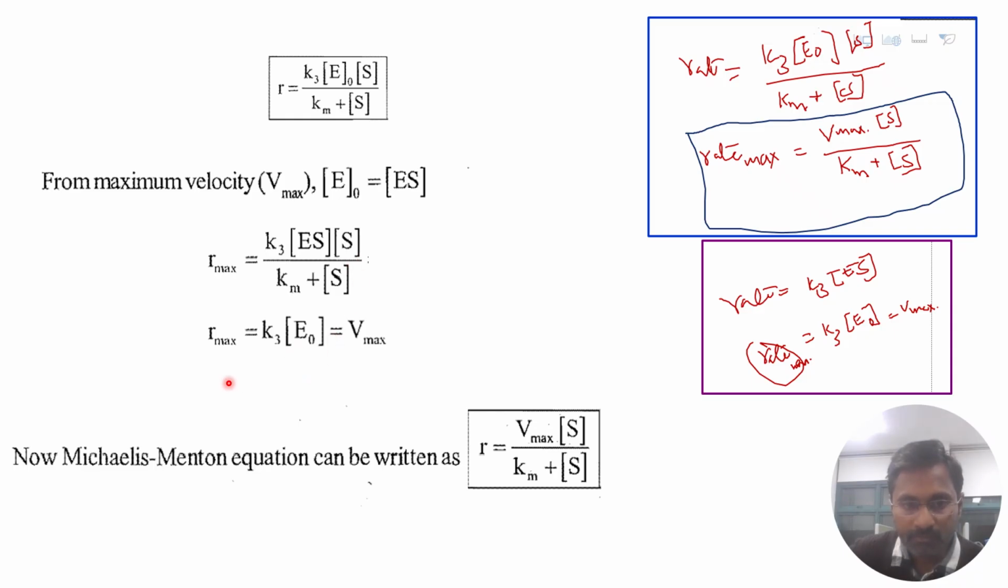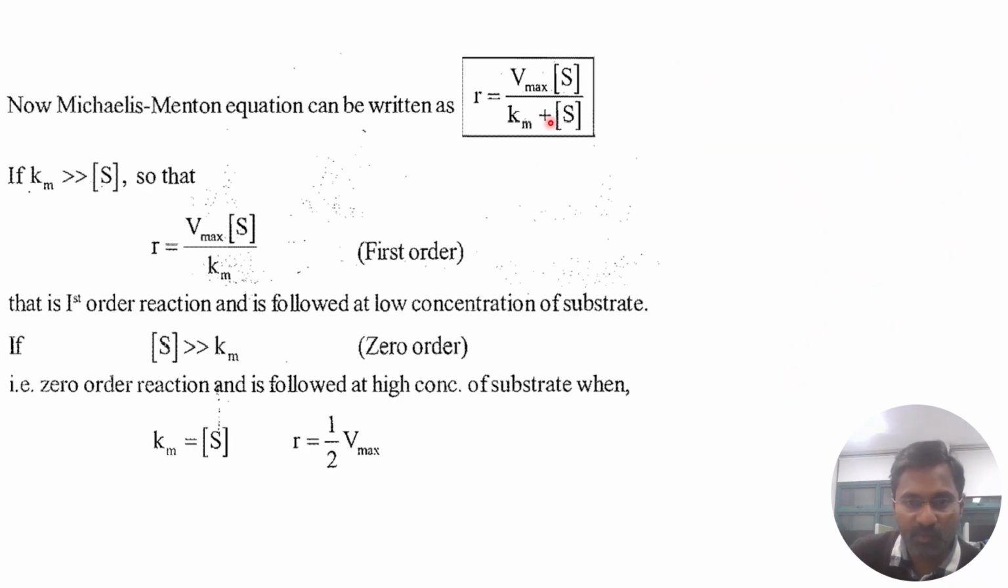Okay. This can be written as our rate maximum is equal to K3 into concentration of E naught, which is equal to Vmax, that is maximum velocity. So now the Michaelis-Menten equation can be written as R is equal to, in the place of K3 into E naught, we write Vmax into concentration of S by Km plus concentration of S. So this is the expression we have got.